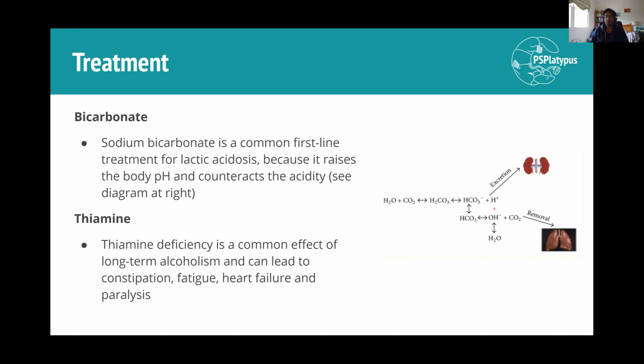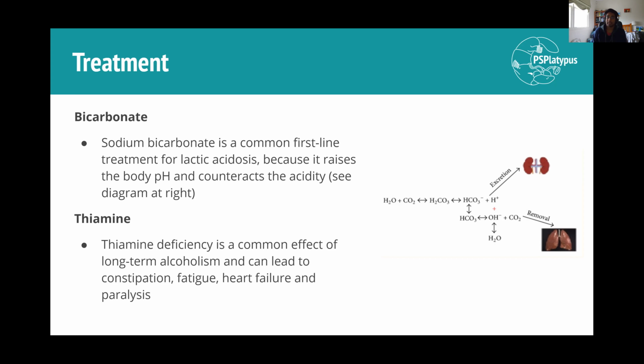Thiamine. So thiamine is a little bit more conceptual. This is not as easy to understand, and you don't need to understand it as well. It's basically that when you have long-term alcoholism, even beyond the metabolic effects I've talked about here, you can have damage to, say, your gut and stuff. So you're less able to absorb important nutrients, of which thiamine is one. And thiamine is quite an important one.